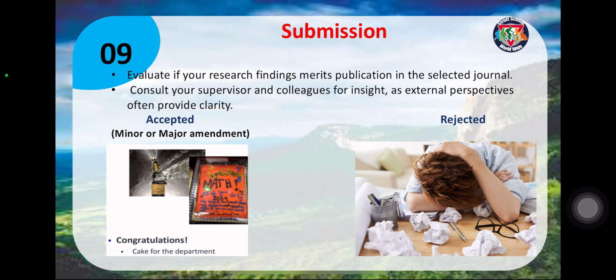After you have completed your article, it is important that you send it out to your supervisor or your mentor or even your colleagues to give you constructive feedback. And after you've done that, you have to review the journal scope to ensure that your article aligns with their scope. And once you have ascertained all these things, then you submit your article.